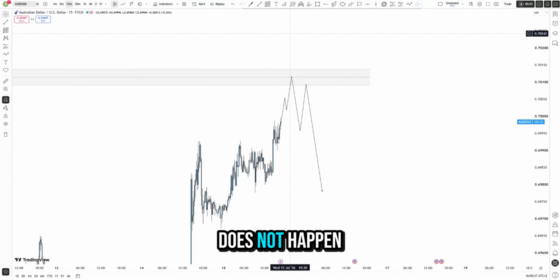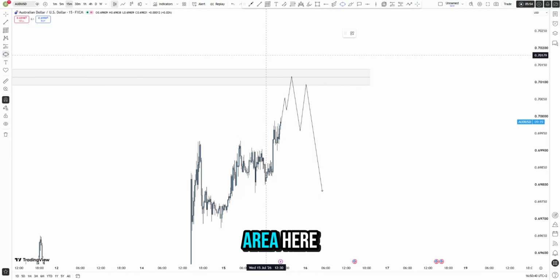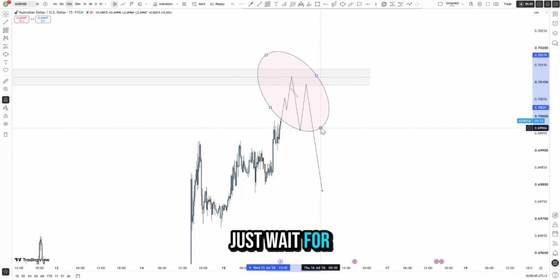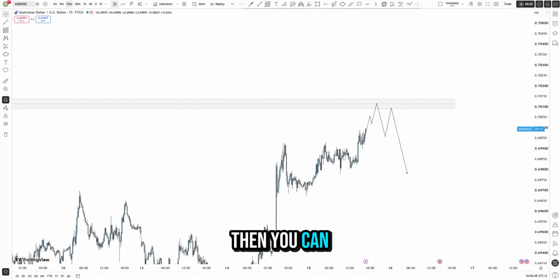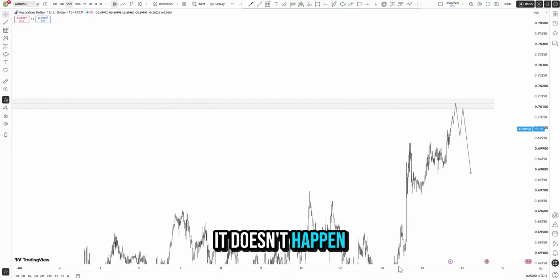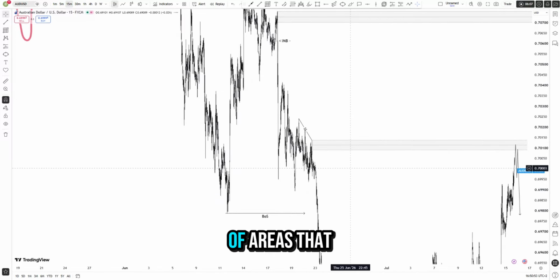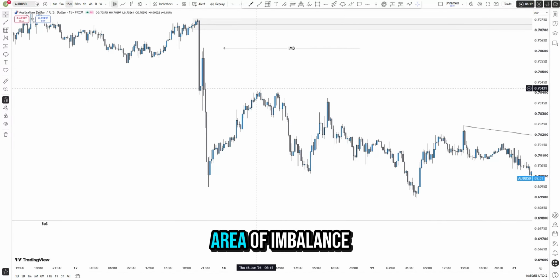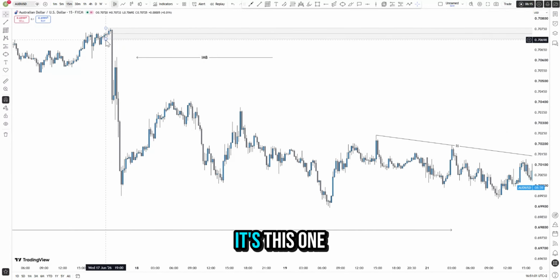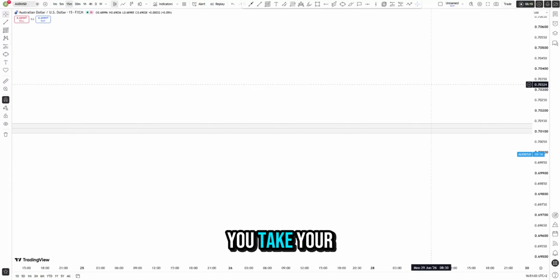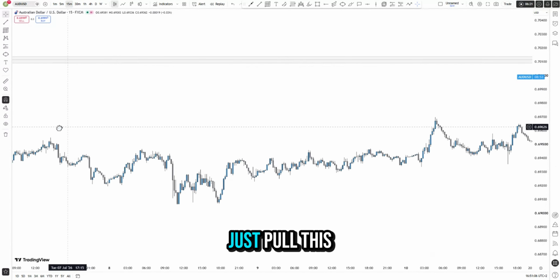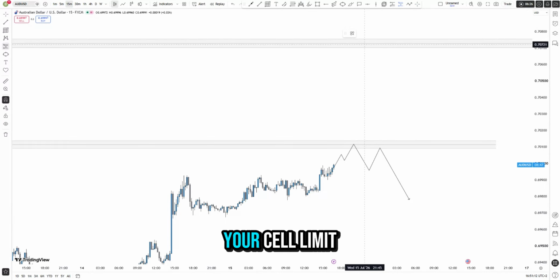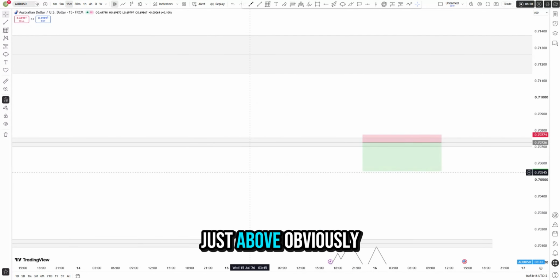And if this does not happen, if we tap into this area here and this does not happen, just don't take the trade. Just wait for a clean market structure shift, then you can get involved. If it doesn't happen, just wait, because there are a lot of areas that the market could reach. And the last area of imbalance is this one here. So that's where you take your risk entries. So let me just pull this back a bit. So here, that's where you can place your sell limit, and your stop loss should be just above, obviously.